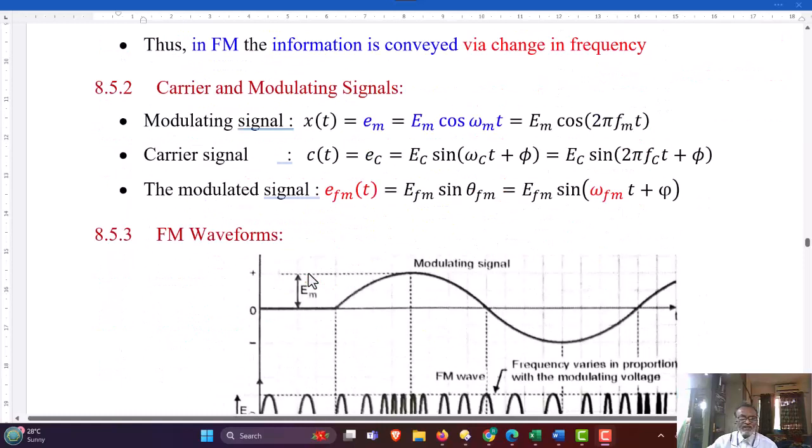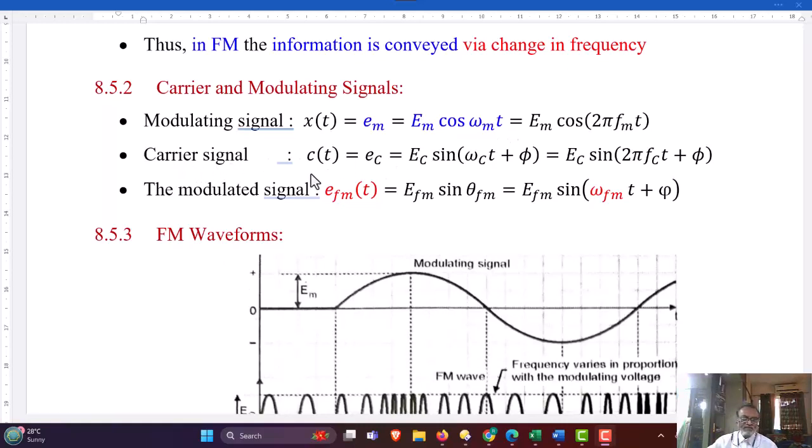Let us define the carrier signal and the modulating signal. Let the modulating signal be represented as x(t), or say e_m, that is equal to E_m cos(omega_m t). The omega_m can be 2 pi f_m.